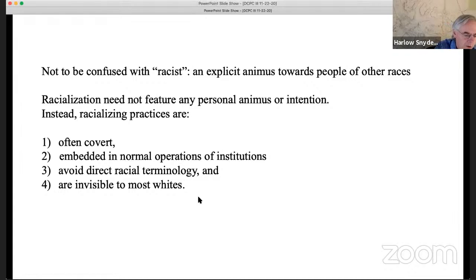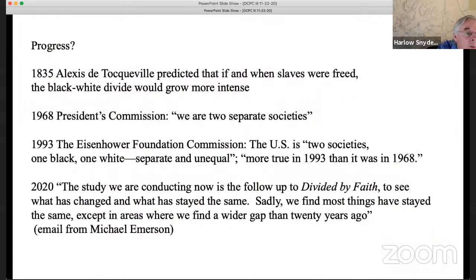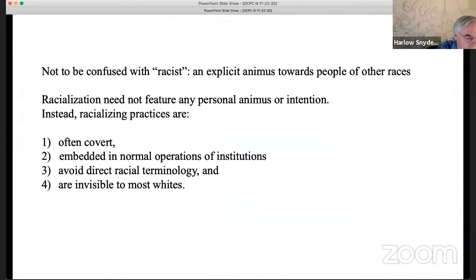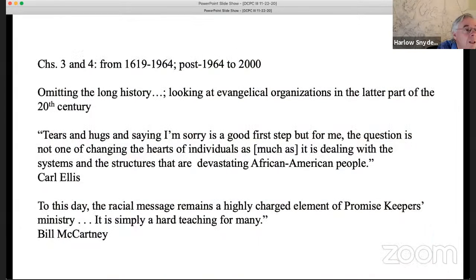So next here. Let me see just what I've got here in my chapters. I've got things organized. So I'm going to skip ahead just a little bit here because I'm a little bit out of order.